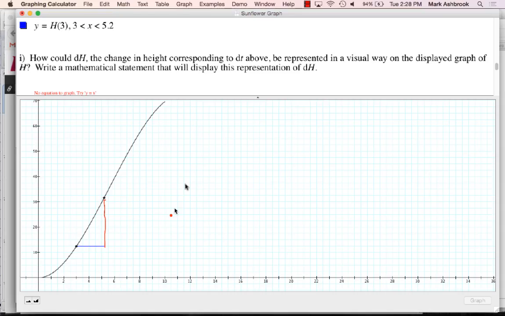All of them have an x value of 5.2. X equals 5.2, so here all the x values are 5.2. Okay, starting from where? H of 3. And now we're restricting y values, right? Up to H of 5.2.